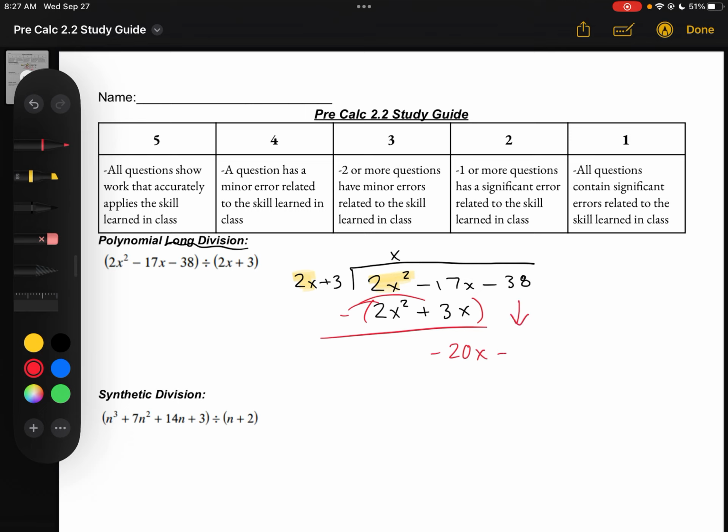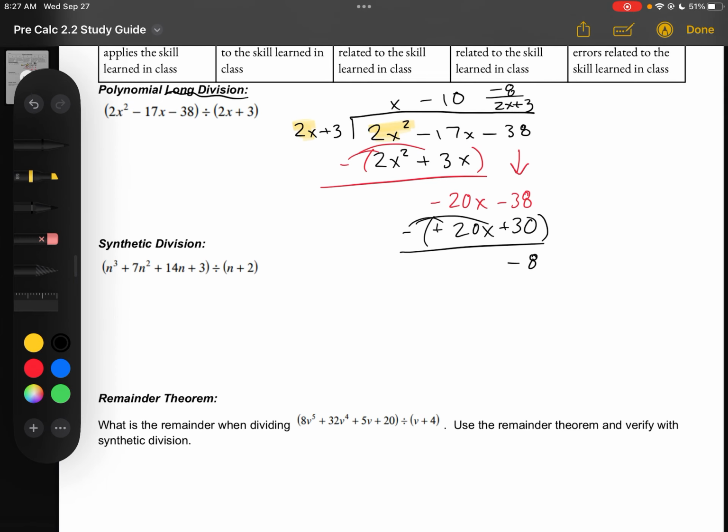We can bring down our negative 38 now. So now we get to multiply by negative 10. So we're going to see negative 20x minus 30. Again, we have to distribute in that negative to both of these terms. So we're going to get negative 8 here. So it's actually going to be our remainder is minus 8 over 2x plus 3.